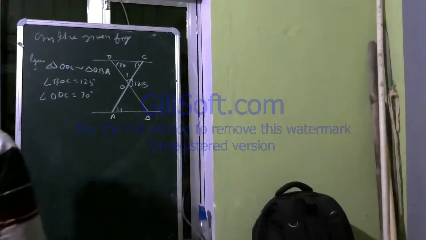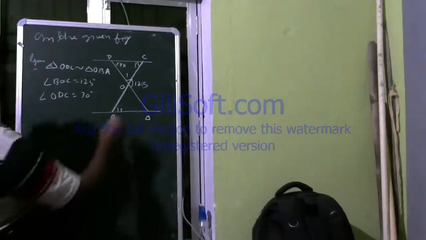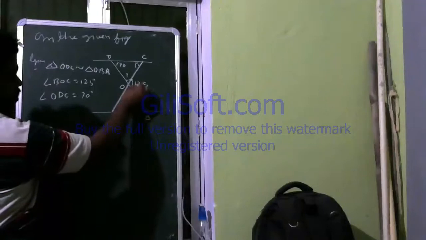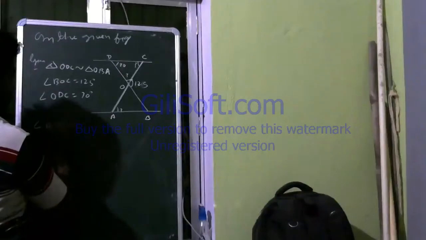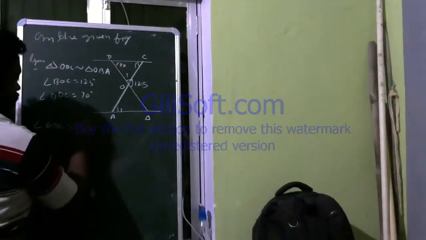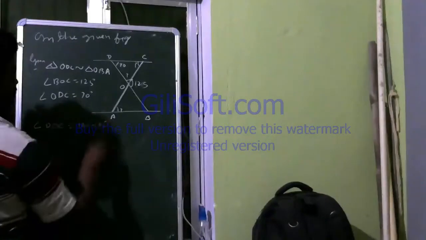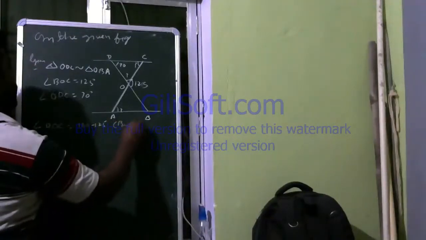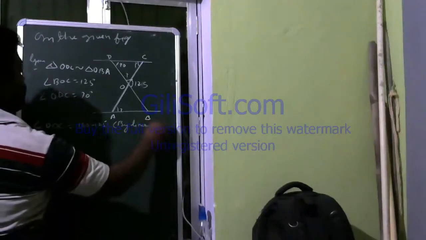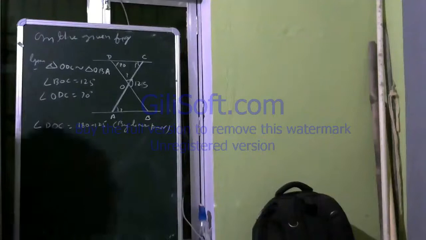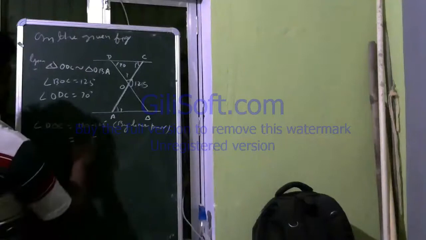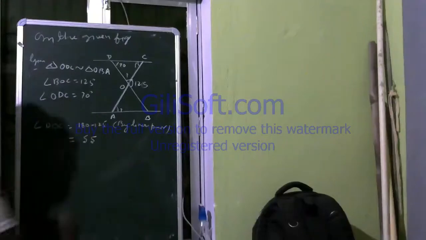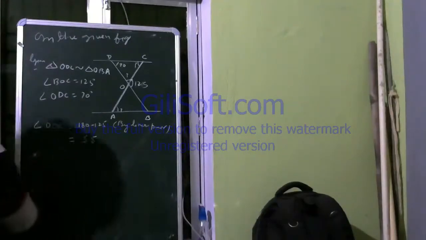This is a very simple question of class 9th. Look here, since this angle is equal to 125, so angle DOC is equal to 180 minus 125 by linear pair, then you can say that it is 55 degree.